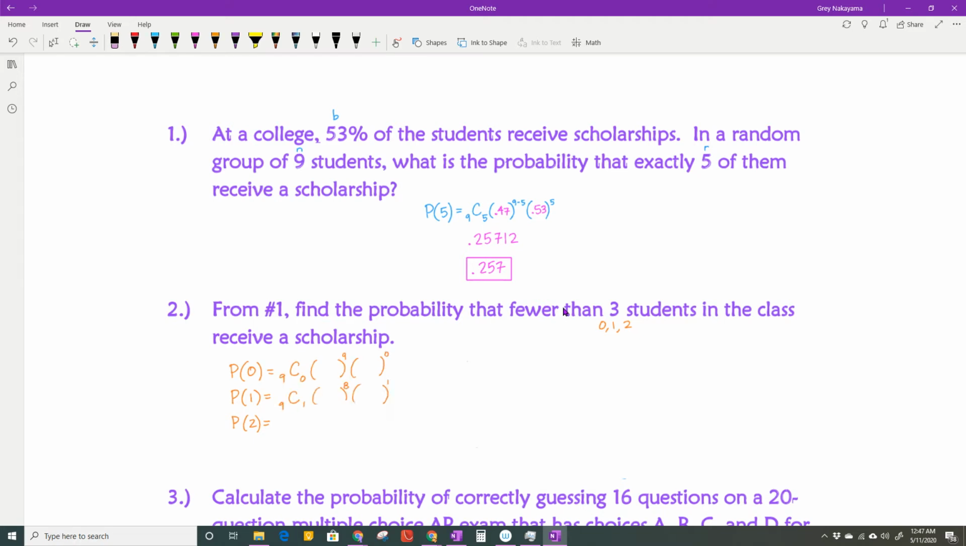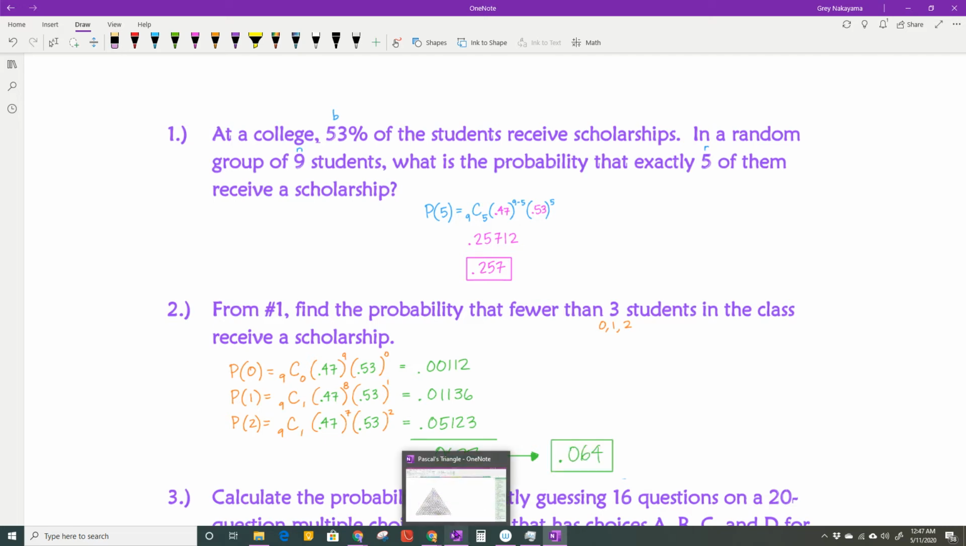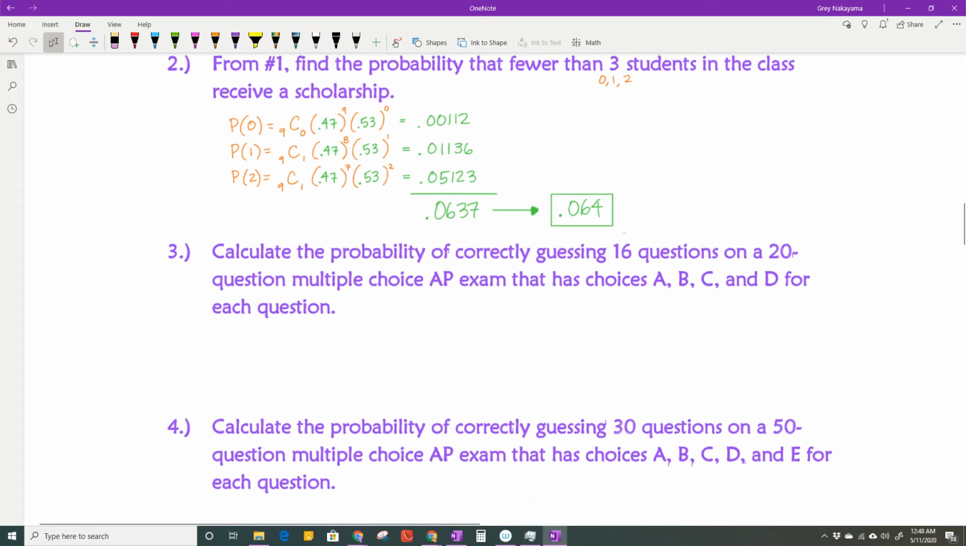So I set them up using my combination rule. Remember, the second one is success, so that's 0.53 each time. Then it's 1 minus 0.53. Then you've got to multiply each of these out. There's no quick, easy way of doing it. Punch it in your calculator, and you're going to get these numbers. And then I'm going to add them up. So the probability that fewer than 3 students in the class receive a scholarship is going to be 0.064.